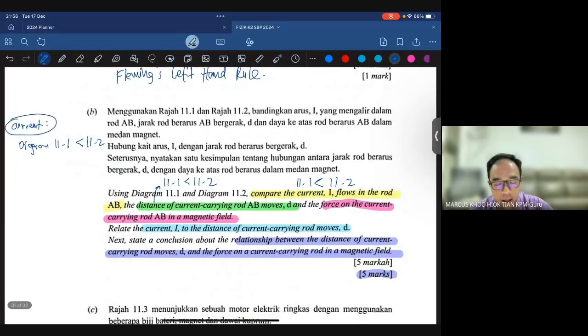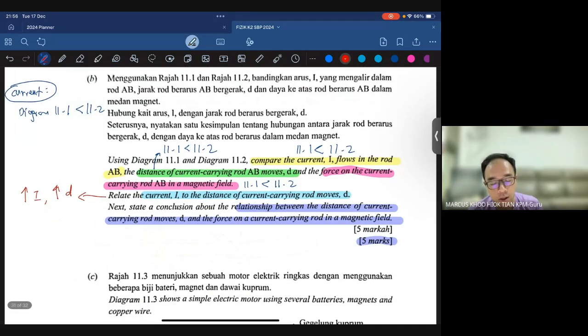Okay, and then finally the force. Since the distance is more, obviously the force is also more. So 11.1 is less than 11.2. Okay, relate the current to the distance. The bigger the current, the bigger the distance. I'm giving the short form only, later you write the full answer on your own. Finally, relate the distance and the force. Notice the question asks distance first and then force. But if you think about it, it is the force that causes the distance. So it must be the bigger the force, the bigger the D.